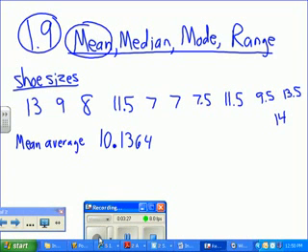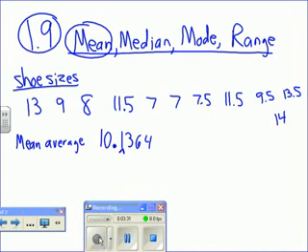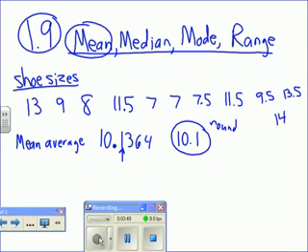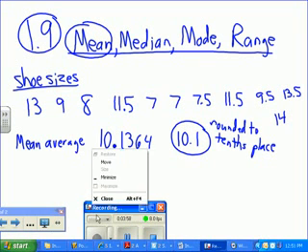Which digit is in the tenths place? Like when I tell you to round to the tenths place. Good job, Gabe. Do we keep it a 1 or do we round it up to a 2? Keep it a 1, very good. So if I were to say round to the tenths place, you would just say our mean average for shoe sizes is 10.1, rounded to the tenths place. Okay.